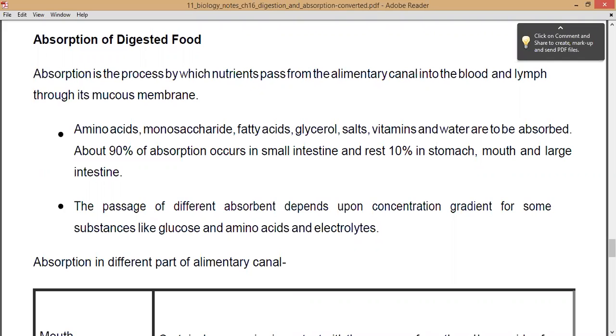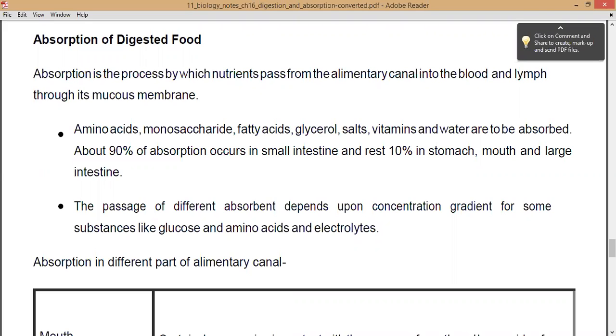Now, the passage of different absorbents depends upon the concentration gradient for substances like glucose, amino acids and electrolytes. See, whatever nutrients are there, they are passing from one medium to another, right? That is, from the alimentary canal into the bloodstream as well as the lymph. So the passage of the different types of absorbents, that is whatever nutrients are there, depends upon the concentration gradient of substances like glucose, amino acids as well as electrolytes.